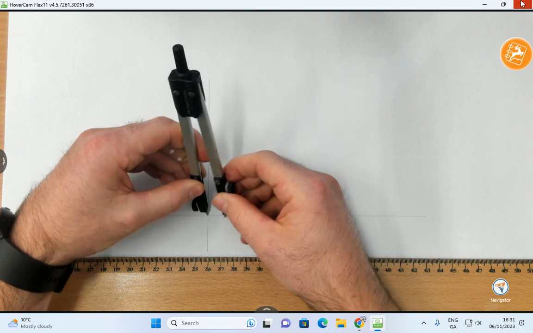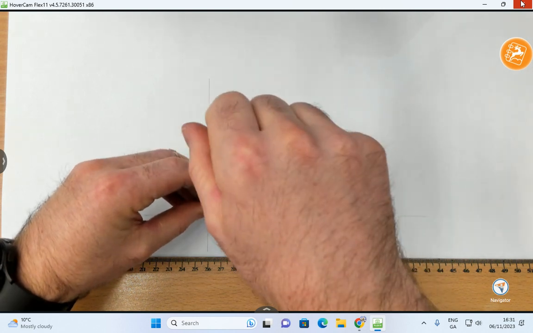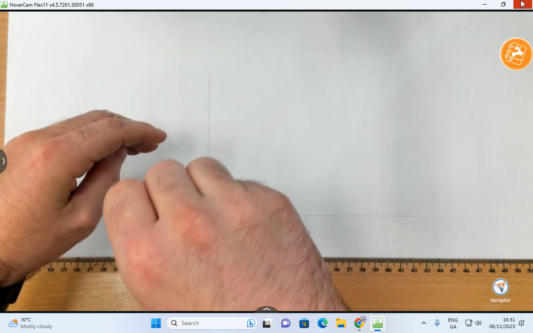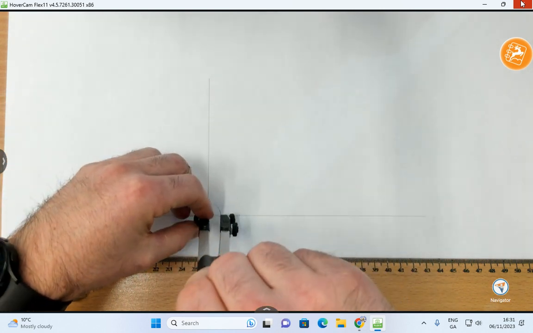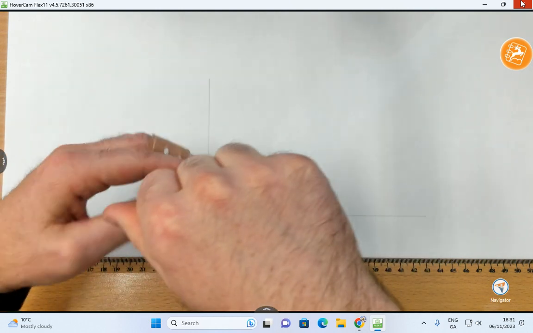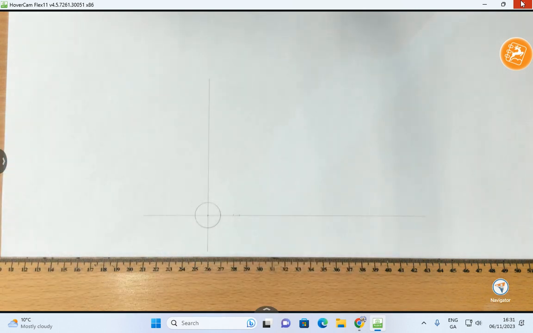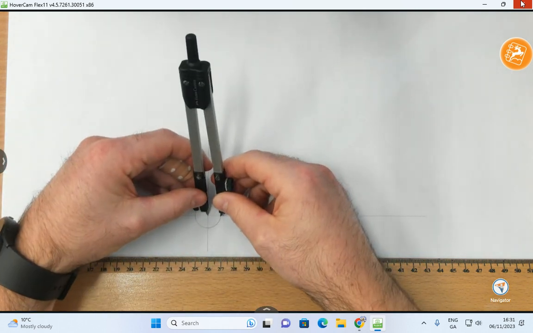My compass point there to here, there's the 10, and as best I can. A small circle is quite hard to do, so just take your time with it. It's a good compass technique. Okay, there's my 10mm radius circle.